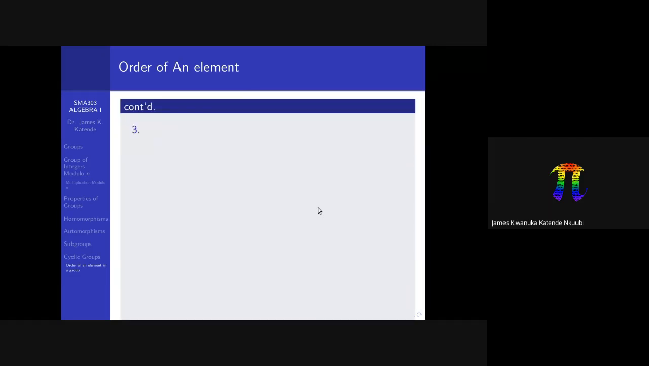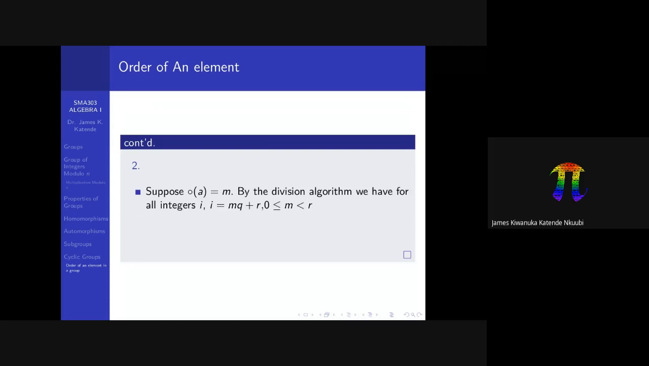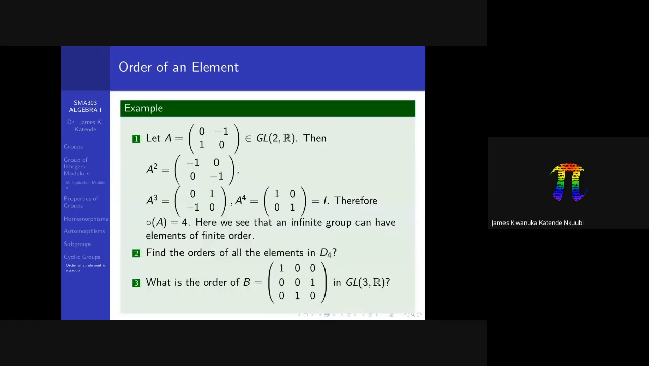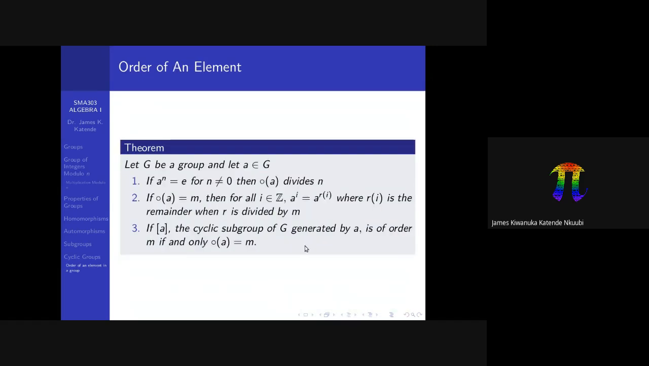So let's prove the third part. The third part, we can go back and read it before we prove it. The third part says that the cyclic subgroup of B that is generated by A will be of order M if and only if the order of A is also equal to M.